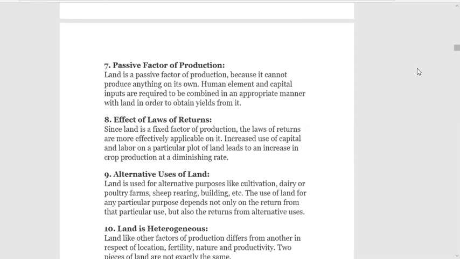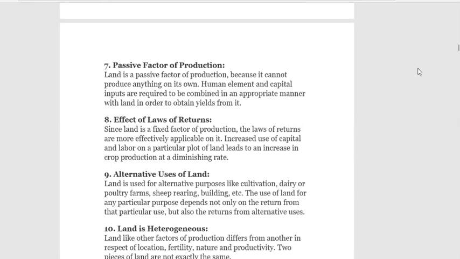Effect of laws of return. Since land is a fixed factor of production, the laws of returns are more effectively applicable on it. Increased use of capital and labor on a particular plot of land leads to an increase in crop production. What does it mean? The more you put in labor and capital, the more return the land will give you. It is up to you.